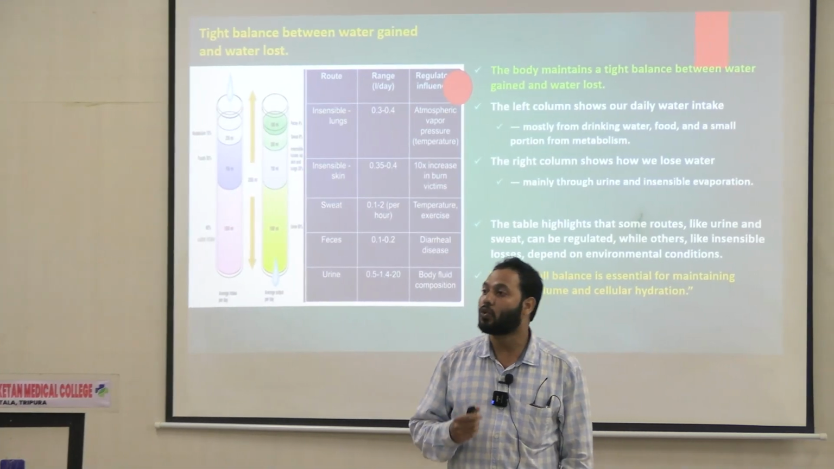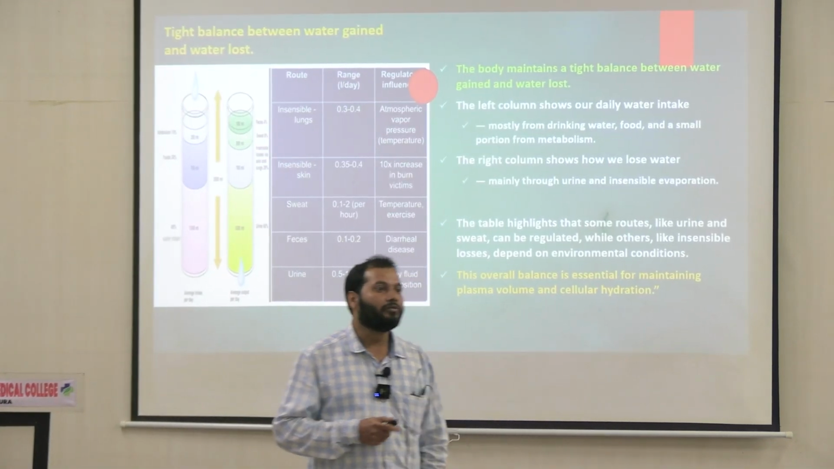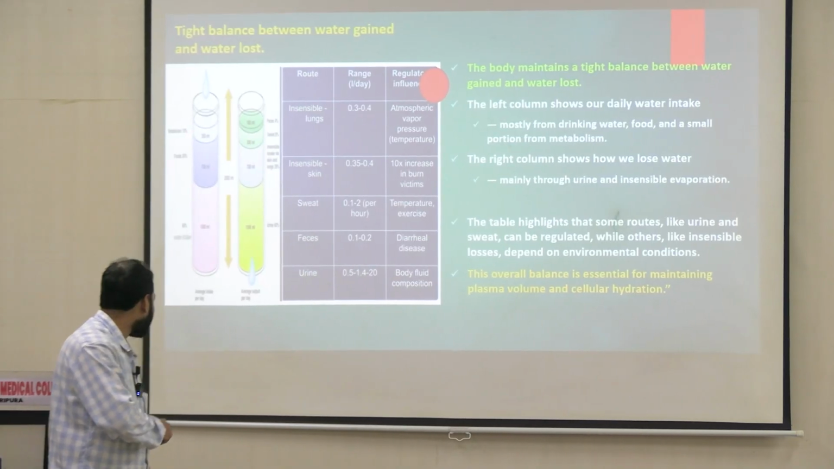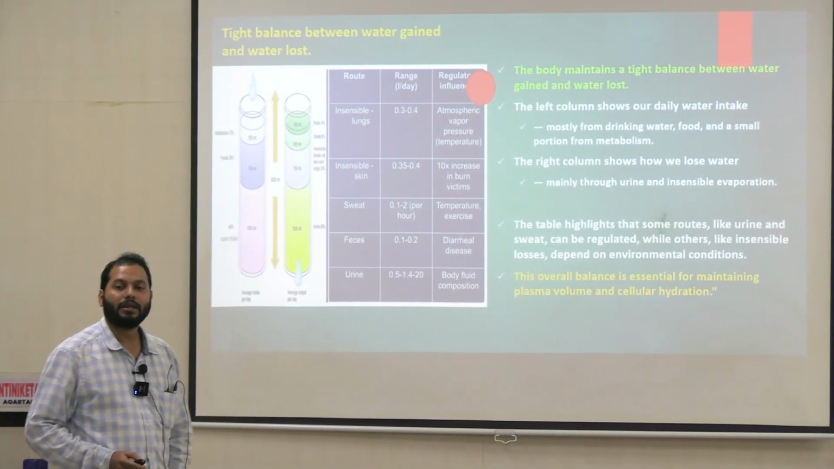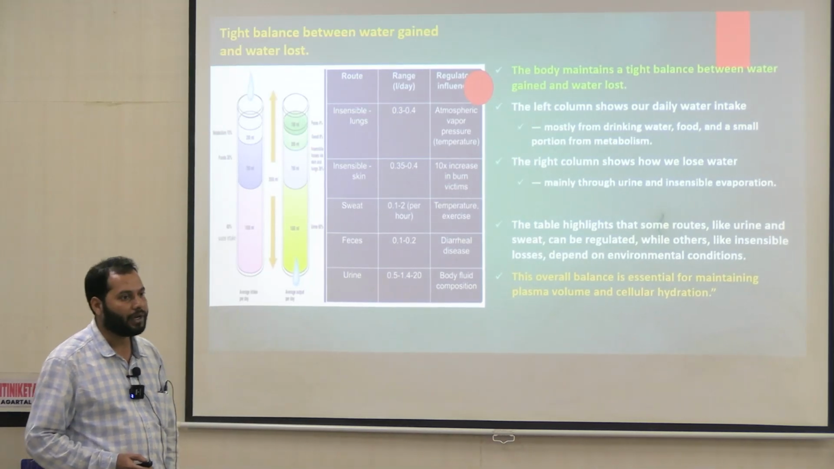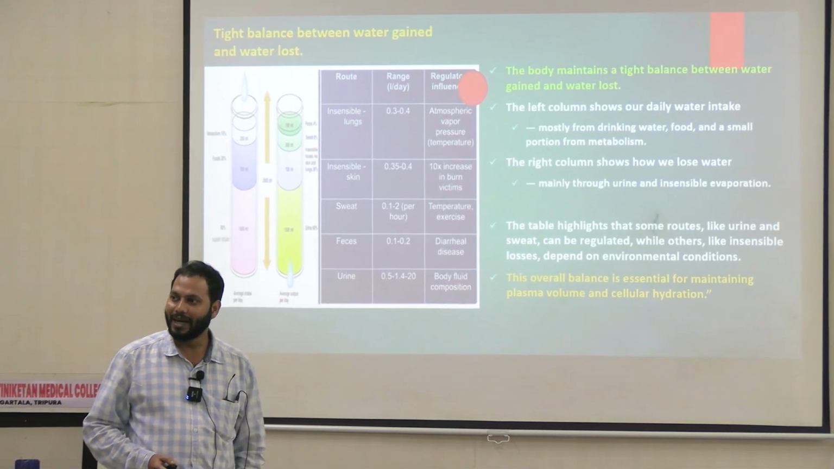So what are the major routes of water intake and water loss? You can see in the left column, for a healthy person, the average intake of water per day is around 2.5 liters, right? Now the question is, what are the major sources of that water?